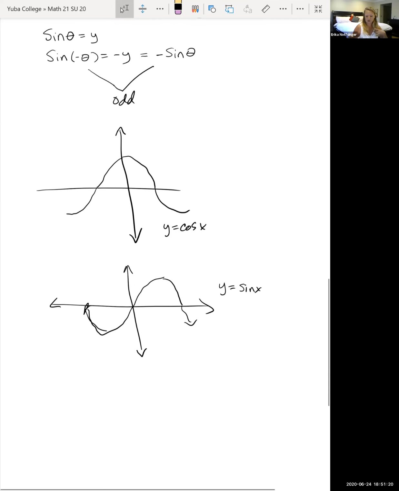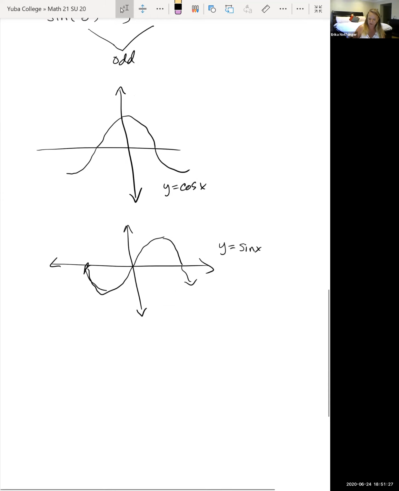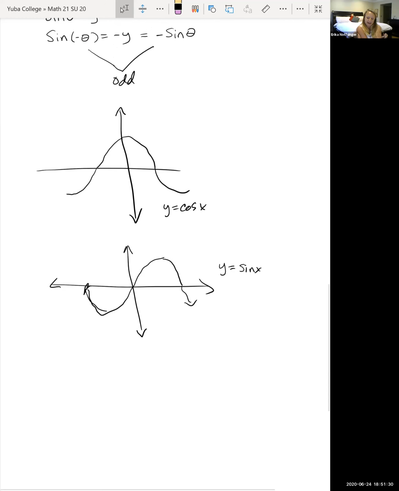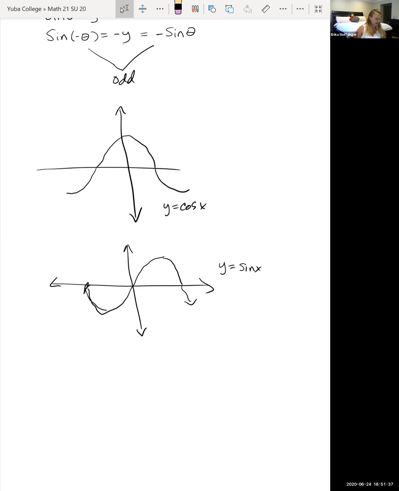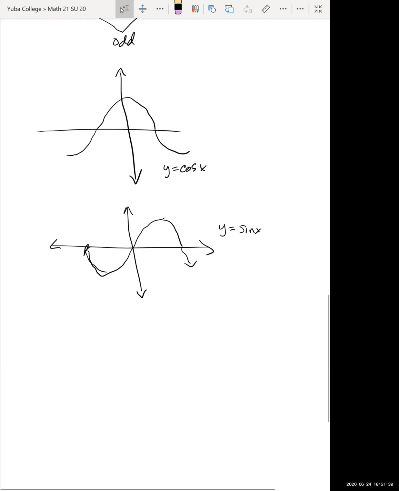Just knowing those rules is helpful for looking at positive angles and determining whether you need to pull that negative out front or whether it just goes away. Are they equivalent? This was in chapter 2. Should we memorize it? If you know that cosine is even and sine is odd, then the other ones come out really easily, because you can rewrite the other trig functions in terms of sine and cosine.